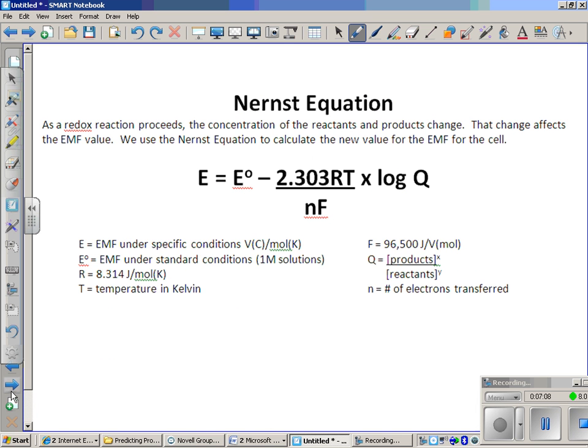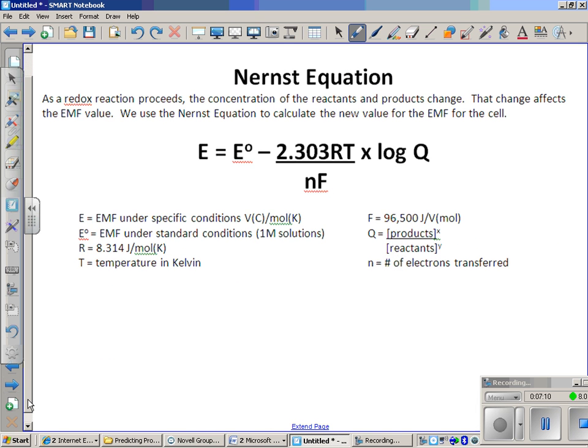All right, another equation called the Nernst equation. The Nernst equation really is calculating cell potential. So you see this E, but notice it does not have a degree on it. This is taking the standard cell potential and figuring out what the cell potential will be under non-standard conditions. This is how we figure it out if we're not 1 molar and 25 degrees Celsius.